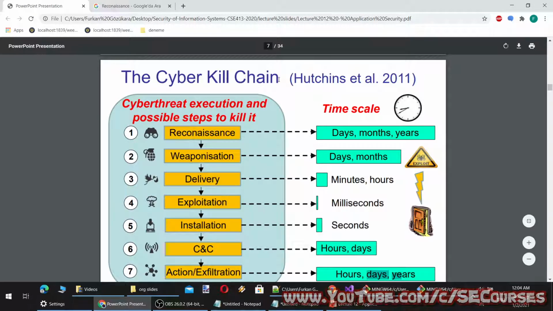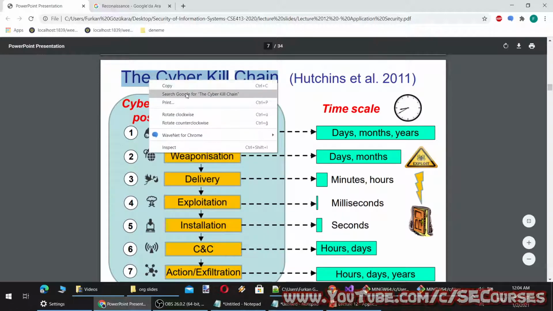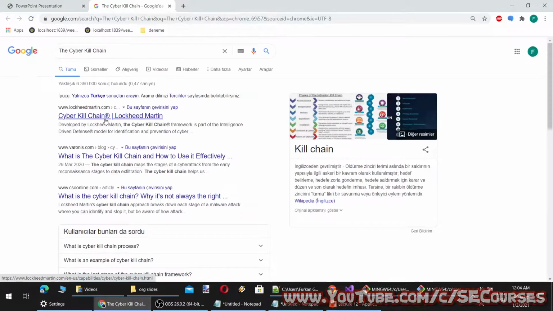So this is the cyber kill chain. Maybe we can find some more information about it.